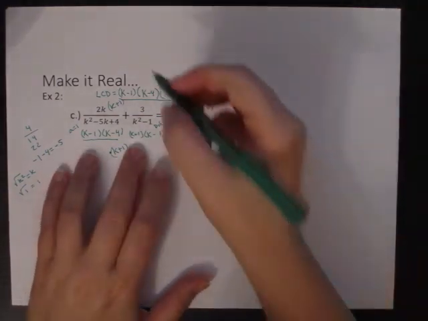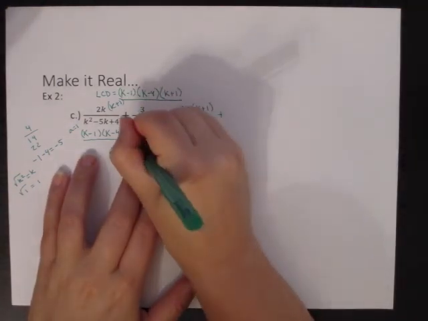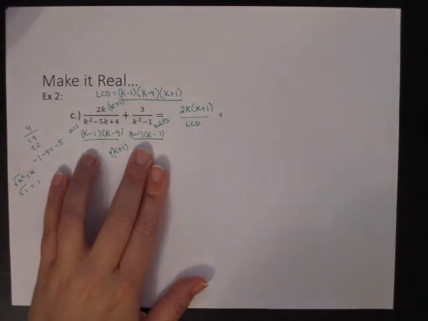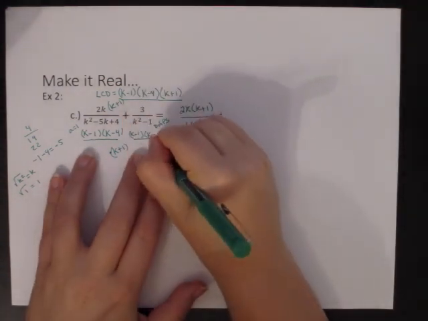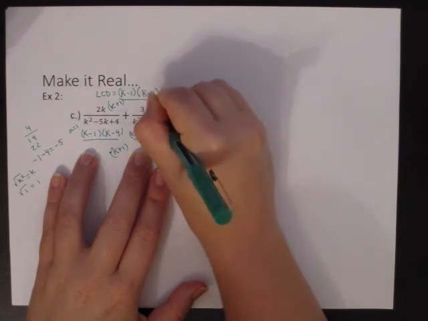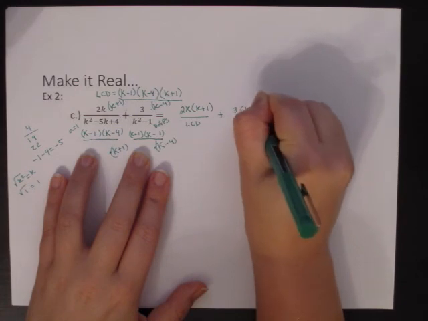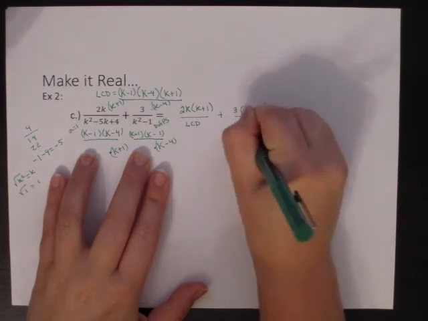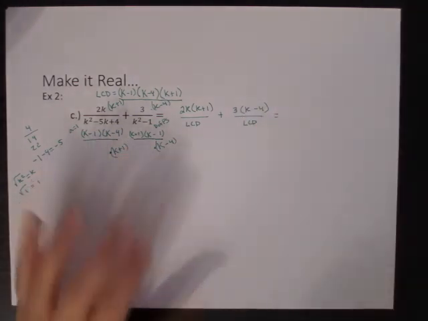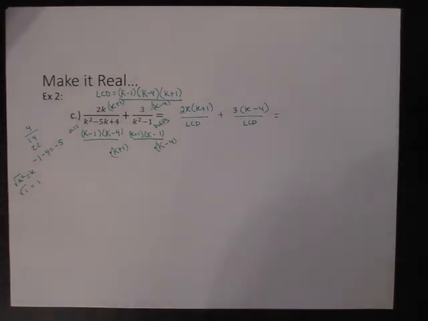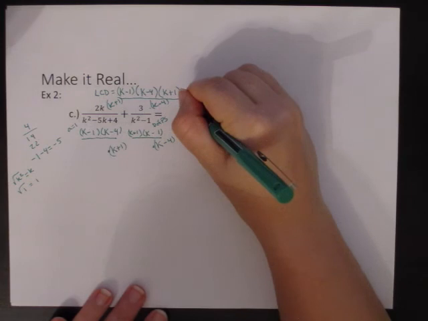Okay? Now, I'm going to compare my LCD to the second term. And what's missing here is just the k minus 4. What I do to the bottom, I have to do to the top. So I go plus 3 times k minus 4 over LCD. Now the reason that I keep it like this and put the LCD is because I still got to clean up this top.